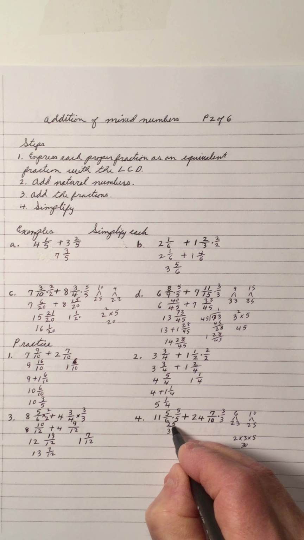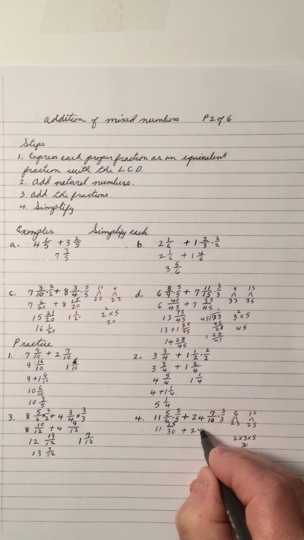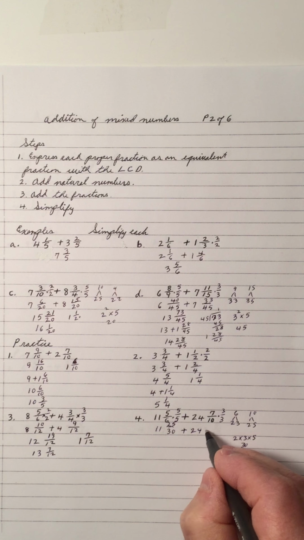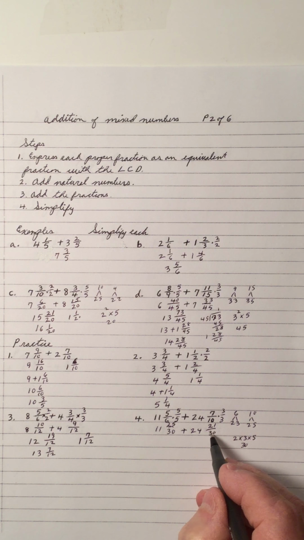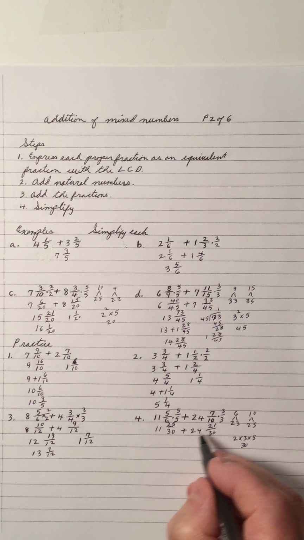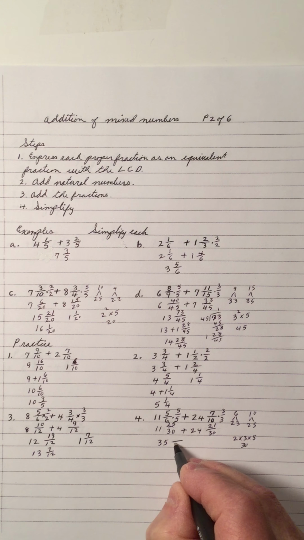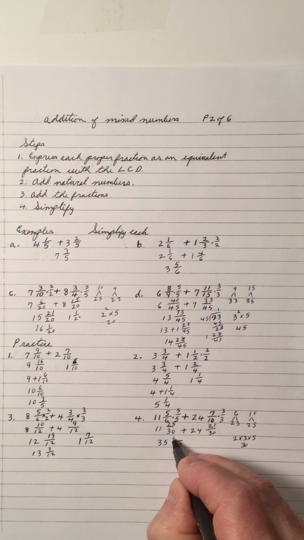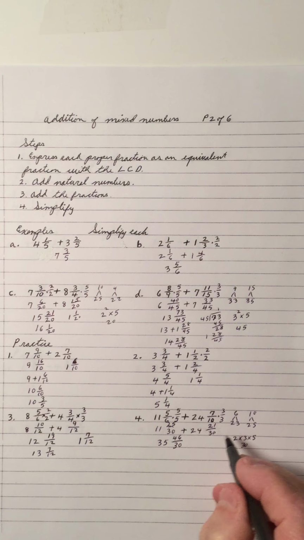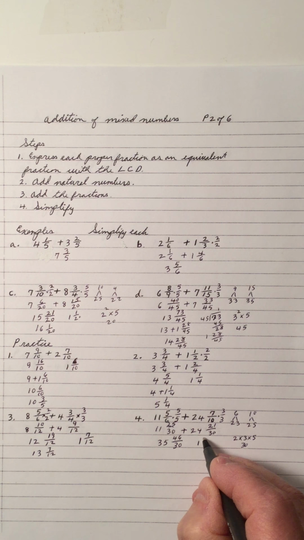5 times 5 is 25, and I got 11. Over here I got a 24, and 10 times 3 is 30, right? 7 times 3 is 21. I have a common denominator of 30, good. So I'm able to add. 30 is my common denominator, and 25 and 21 is 46. And 46, 30 into 46 goes once, and there's 16 left over.